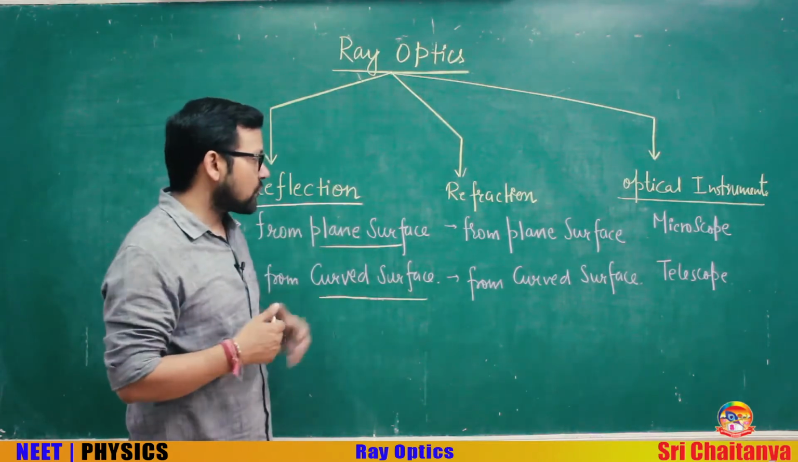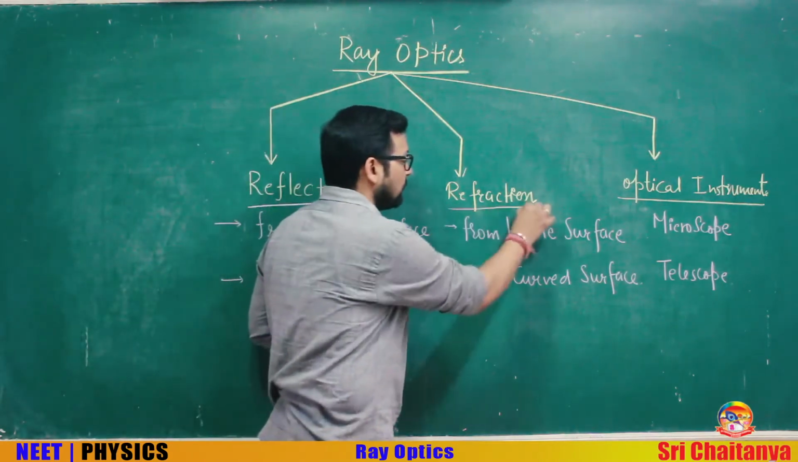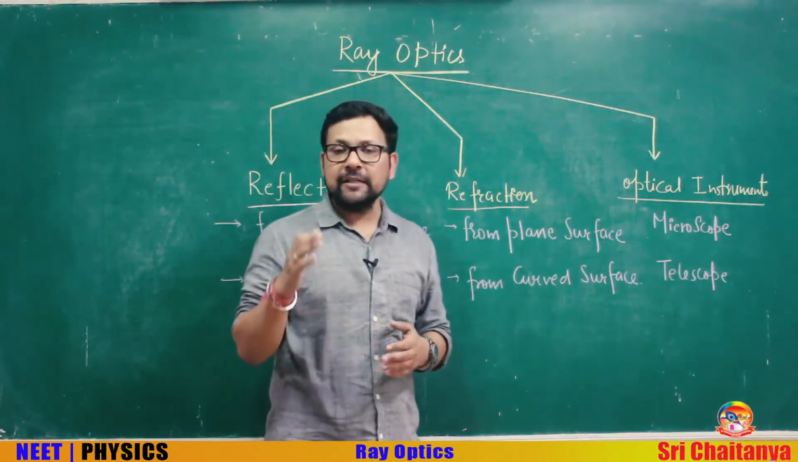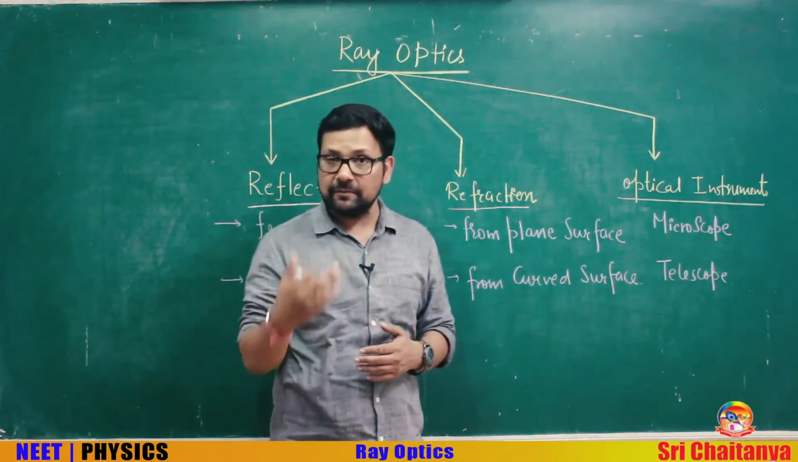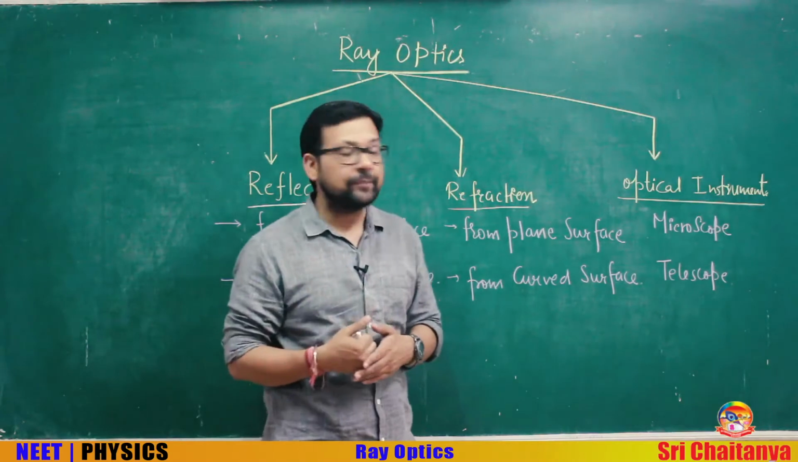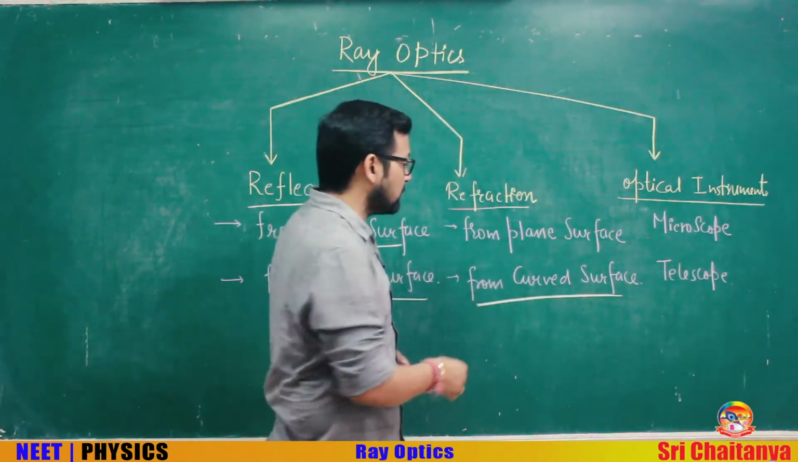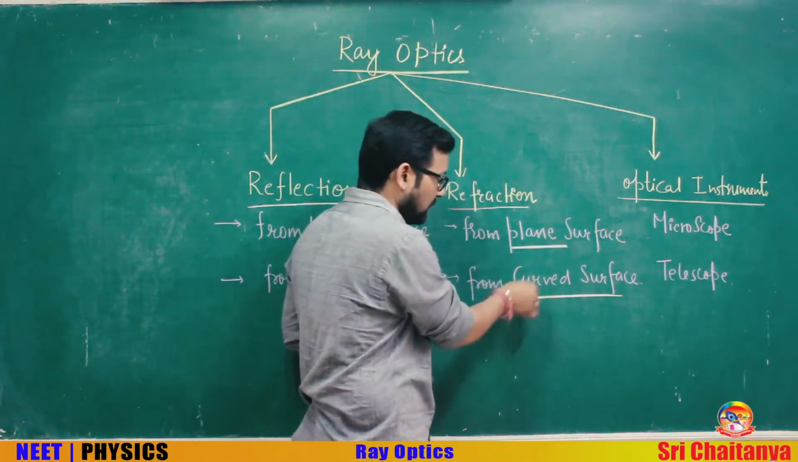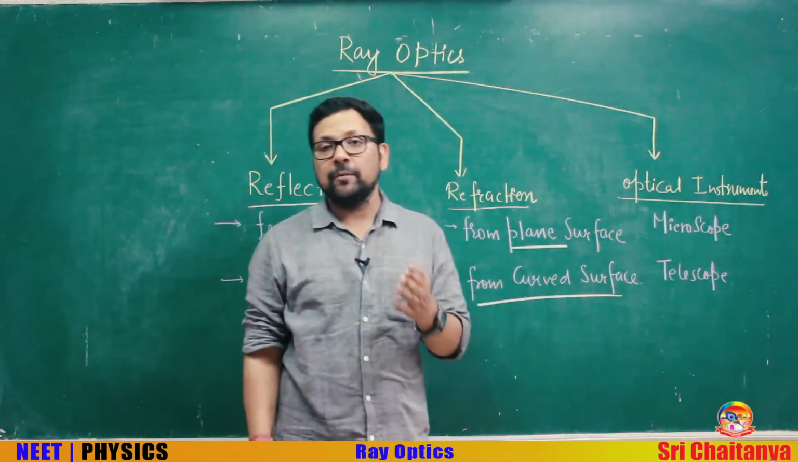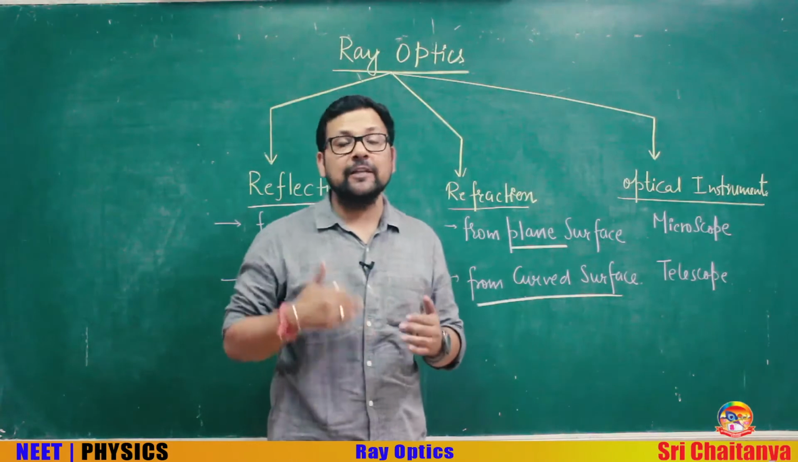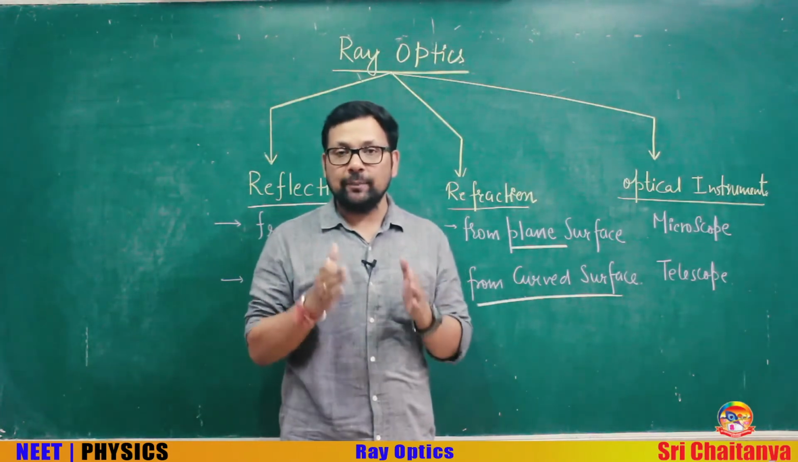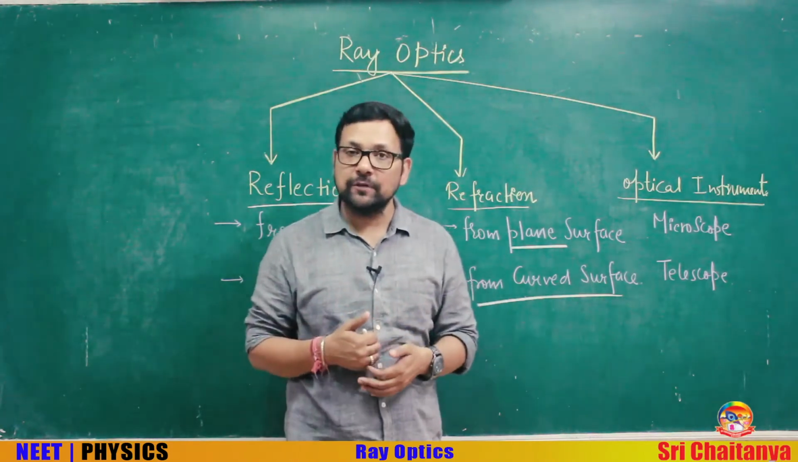In refraction, next topic, you will be studying plane surface refraction, that is the prism is there or glass slab is there. Then again from the curved surface, refraction formula from the curved surface. It was a plane surface, then curved surface. There's 2 formula, one refraction formula, then again the lens formula. These 2 you have to study in the refraction from curved surface.